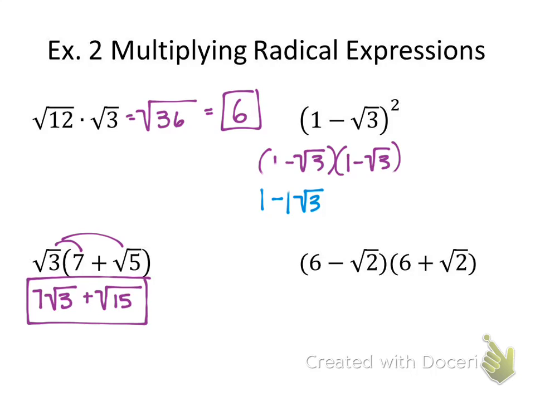Now, inside terms. 1 and negative square root of 3. Exact same thing. I need to write the negative sign first, then the whole number, then the square root of 3. Okay? Now, last terms. I've got the negative square root of 3 times the negative square root of 3. I cannot forget about those negative signs. What's a negative times a negative? Positive. So I want to go ahead and write that positive.